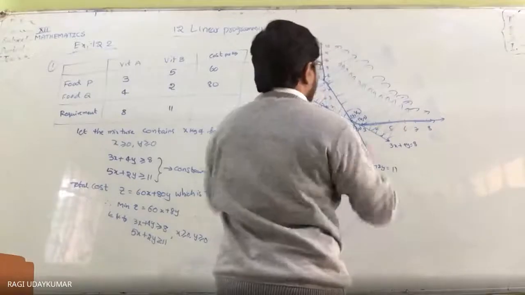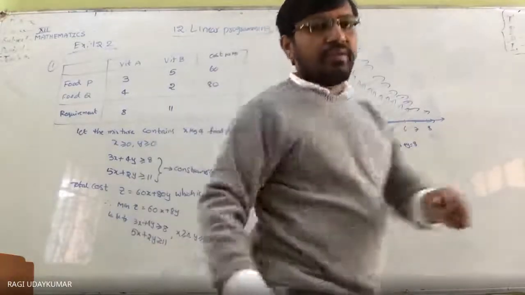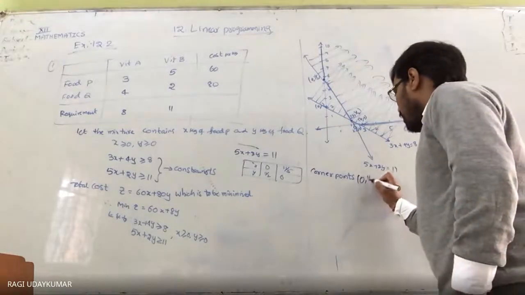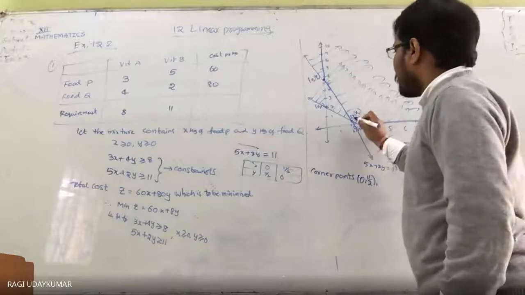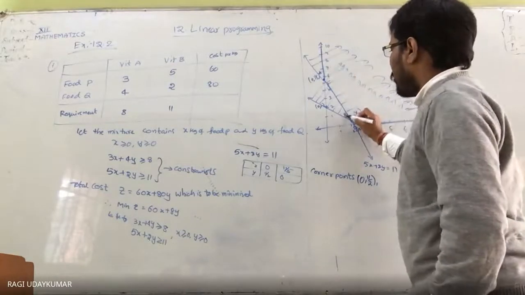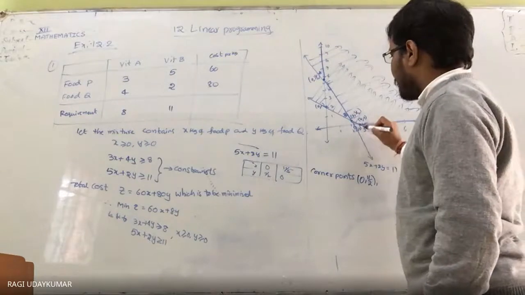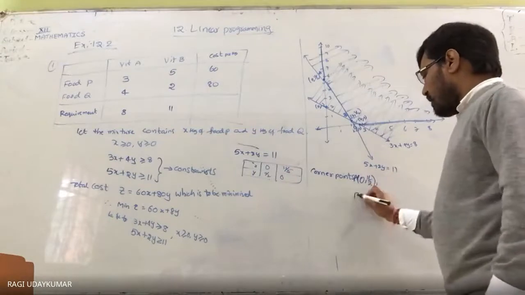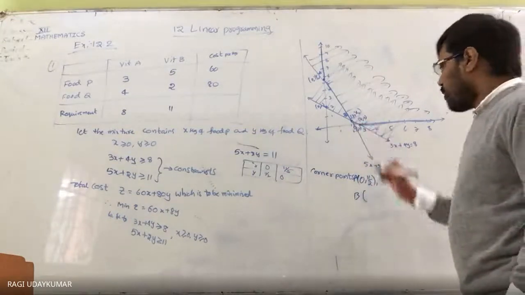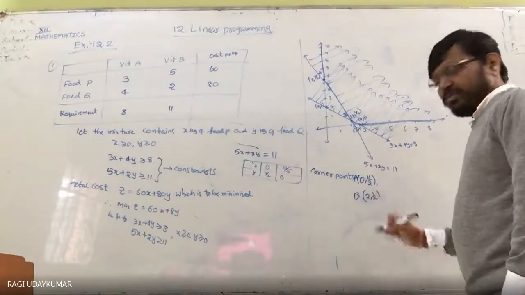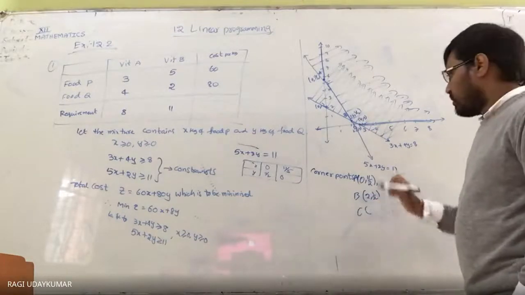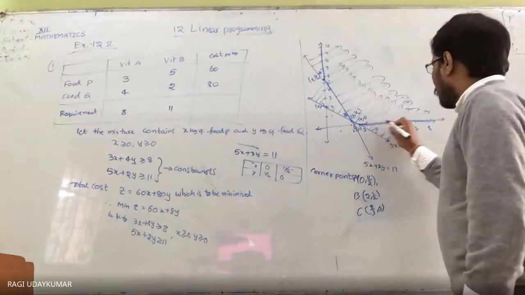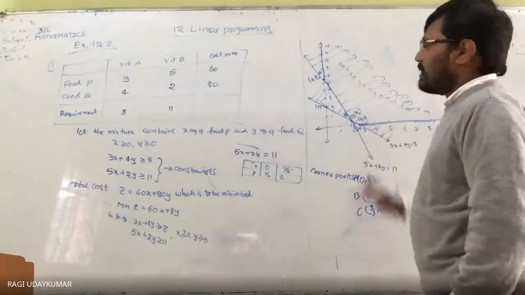So what are the corner points here? You have 0 comma 11 by 2 as one point. 0 comma 11 by 2. Consider this as A, this as B, and another point here, C. So A is 0 comma 11 by 2. B is the intersection point, 2 comma half, and the point C is 8 by 3 comma 0. These are the corner points.